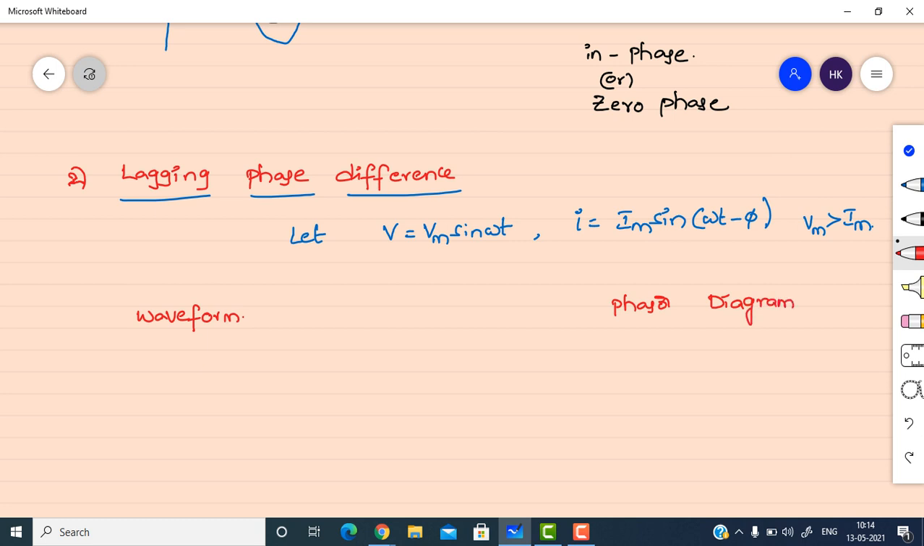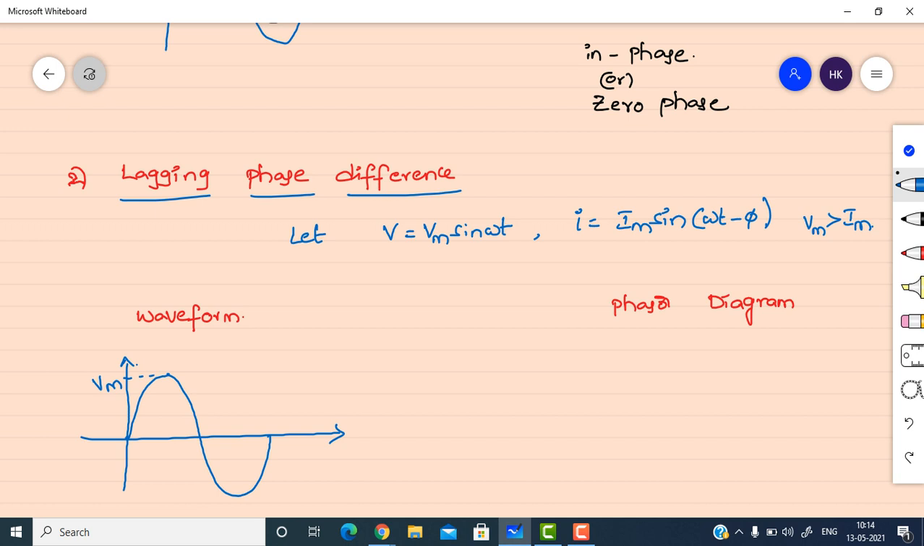So try to draw it, unless you can't understand. If you practice, then only you can understand. First draw the voltage waveform. Why? Because the voltage waveform we can take as a reference. It starts at zero position. So at zero position the voltage waveform started, and this is the maximum value of the voltage, Vm.